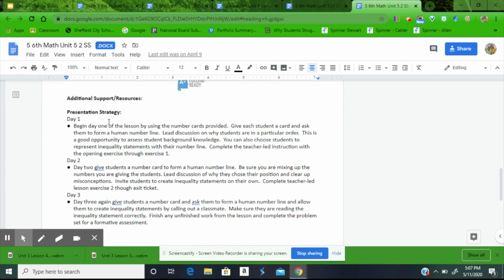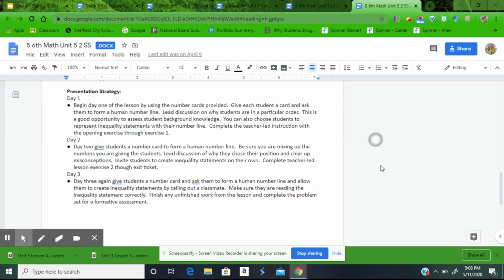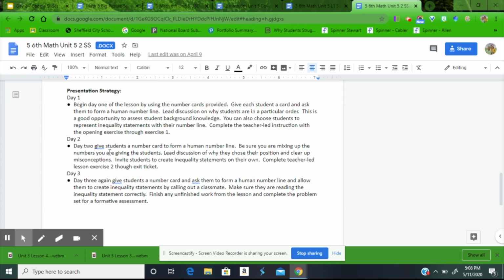Okay, we're going to focus on day 1. Begin day 1 of the lesson by using the number cards provided. These will be in your Canvas. Give each student a card and ask them to form a human number line. Lead discussion on why students are in the particular order. This is a good opportunity to assess students' background knowledge. You can also choose students to represent inequality statements with their number lines. Complete the teacher-led instruction with the opening exercise through exercise number 1. And then if you look on down, we've got our day 2 presentation strategies and our day 3 presentation strategies.